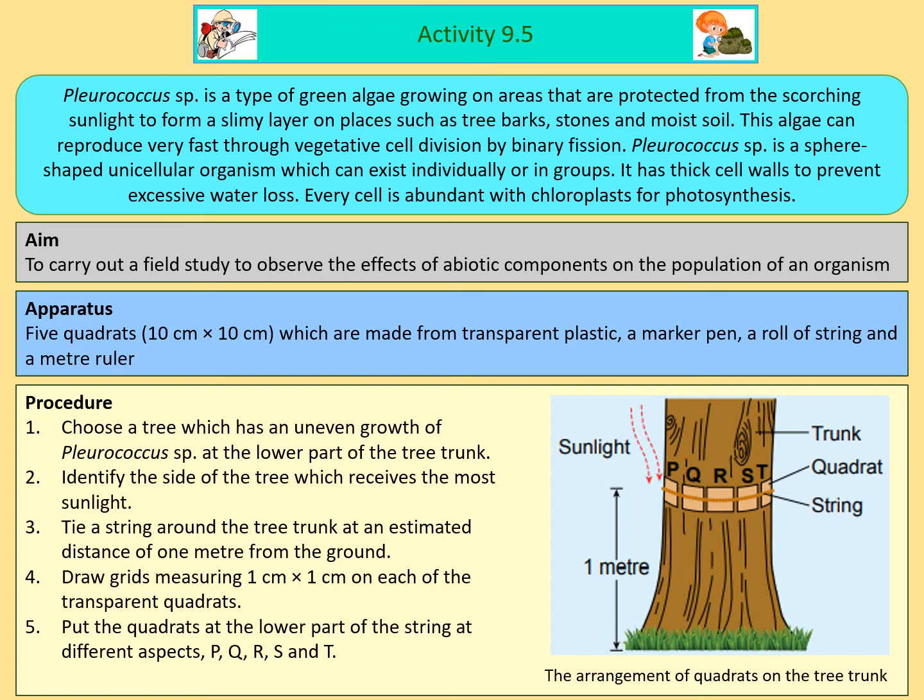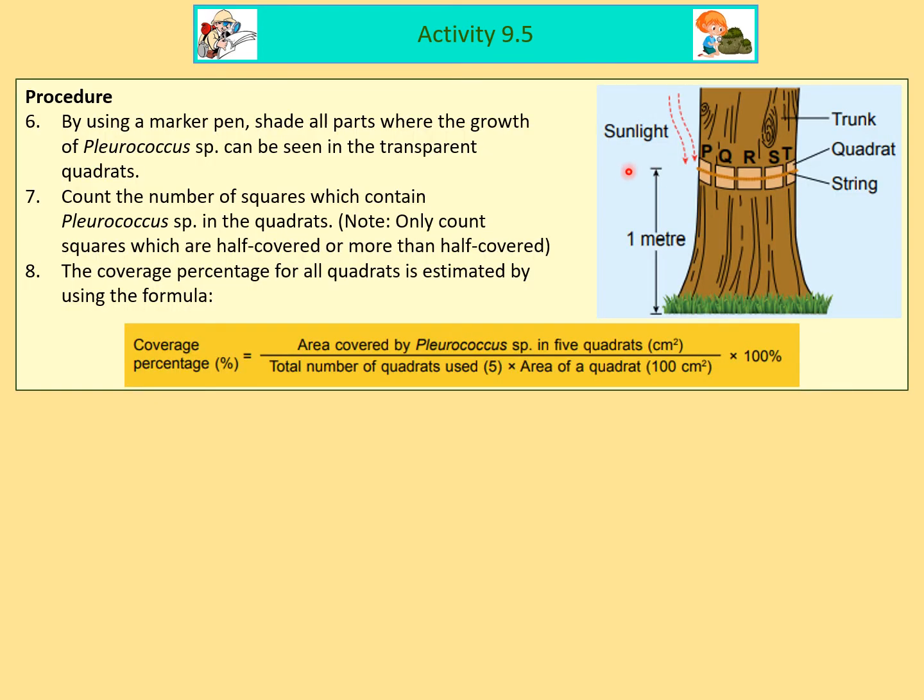Put the quadrats at the lower parts of the strings at different aspects P, Q, R, S, and T, like this. Okay, we tie it, and 1 meter from the ground. Procedure number 6. By using a marker pen, shade all parts where the growth of Pleurococcus can be seen in the transparent quadrat. Number 7. Count the number of squares which contain Pleurococcus in the quadrat. You must take note, only count squares which have half cover or more than half cover. Okay, then we can count it. Less than half, we do not count it.